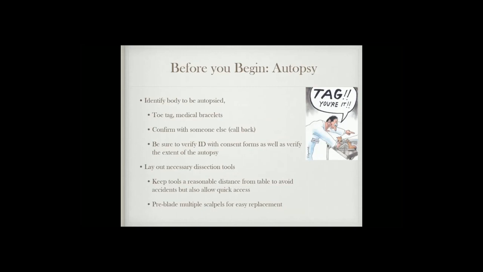Up to this point, everything was mostly administrative, so by now you may be standing in the morgue ready to go. But not so fast, there are still a few more steps to consider. First, make sure that the body you're looking at matches both the consent form and the medical history you reviewed. The patient should have some type of identification on them, such as a classic toe tag or medical bracelet, or in forensic cases some type of ID card that was found at the scene.